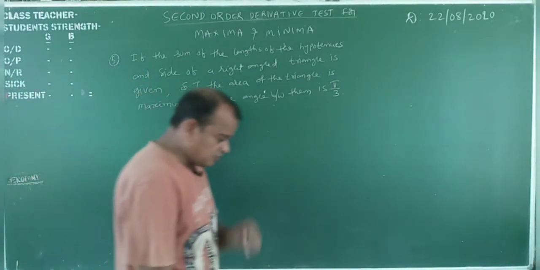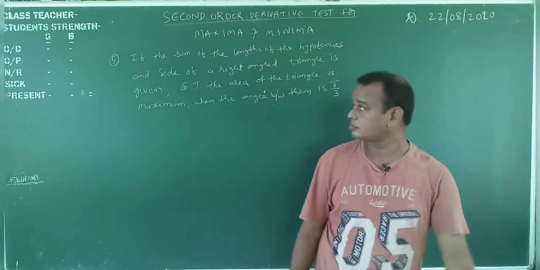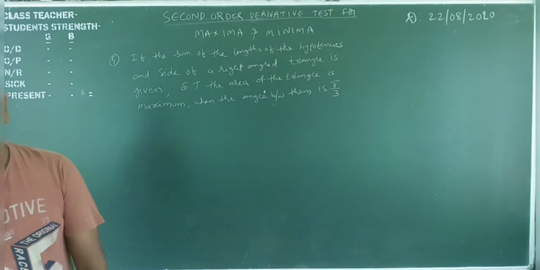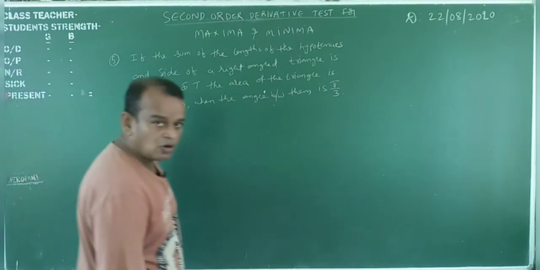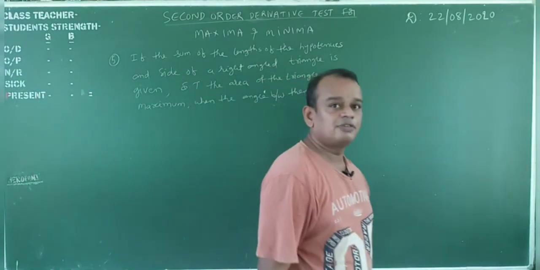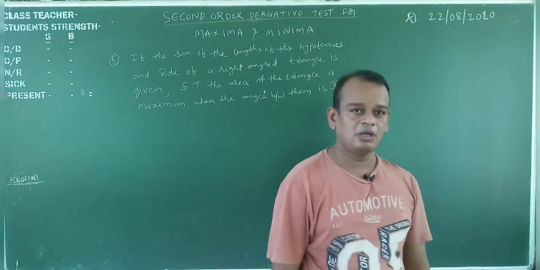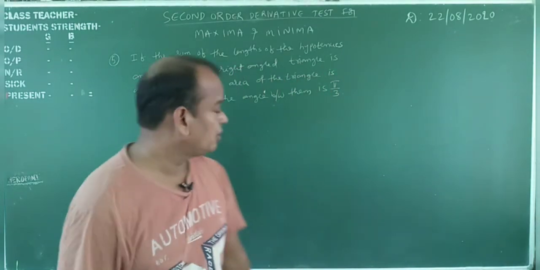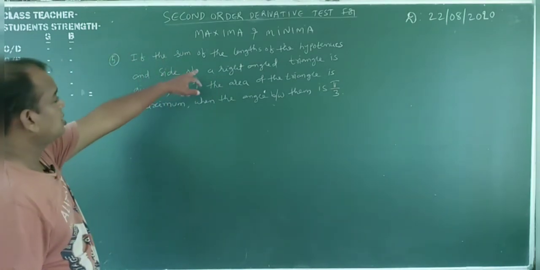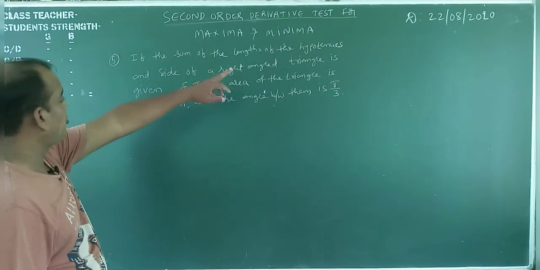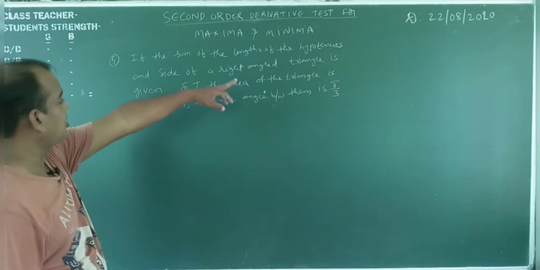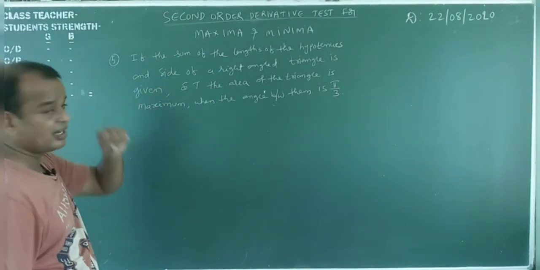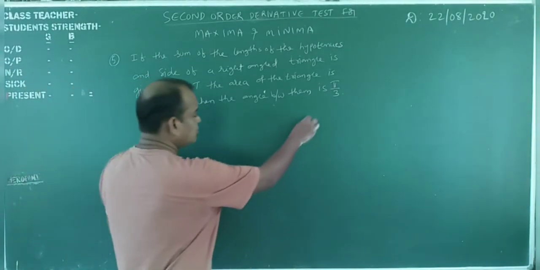Read carefully. What is the problem? First, read the problem. Find out the given data. After that, what is the function? Now, the sum of the lengths of the hypotenuse and a side of a right angle triangle is given. Here it is clearly discussed about the hypotenuse and right angle triangle.